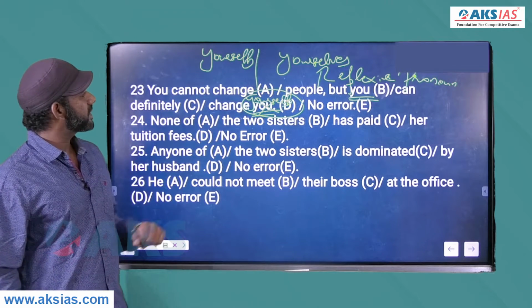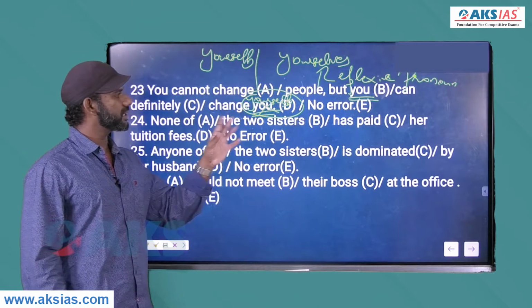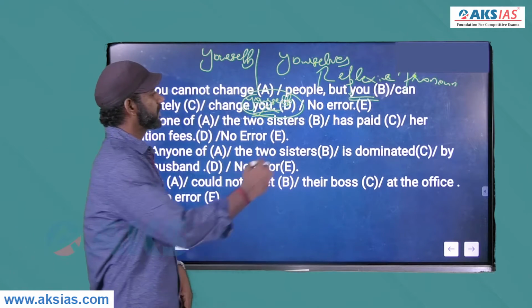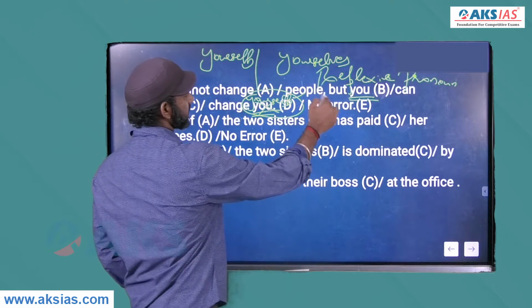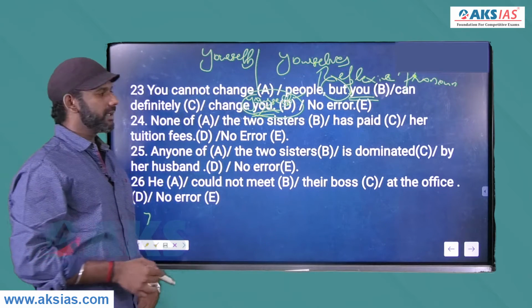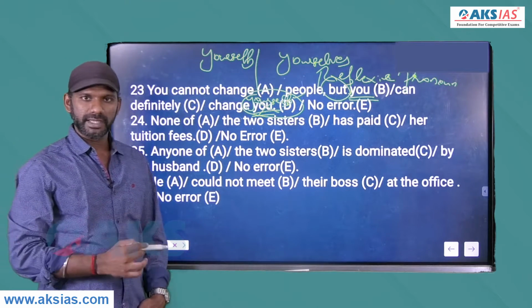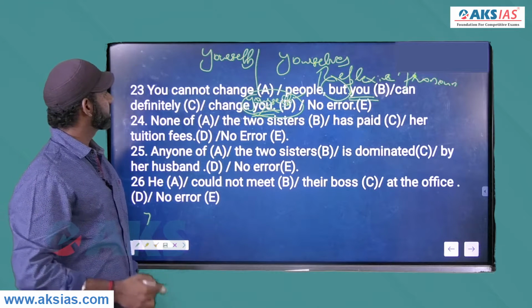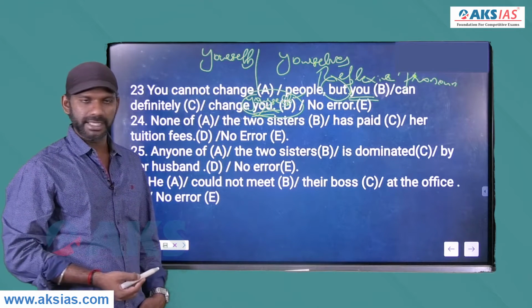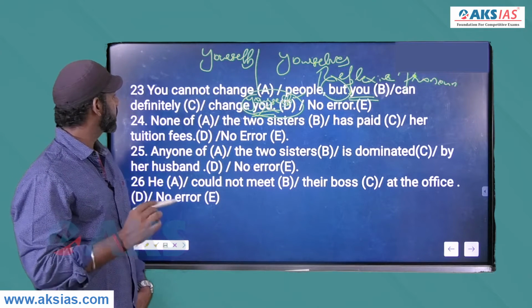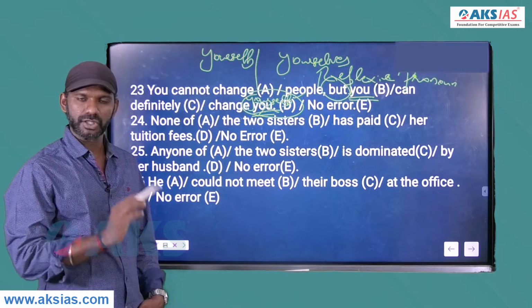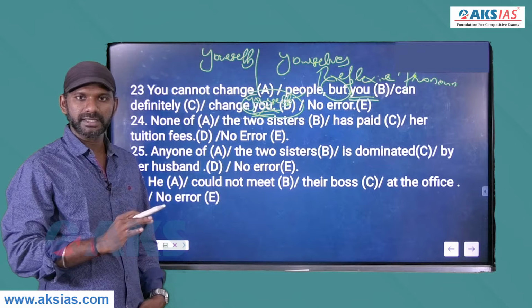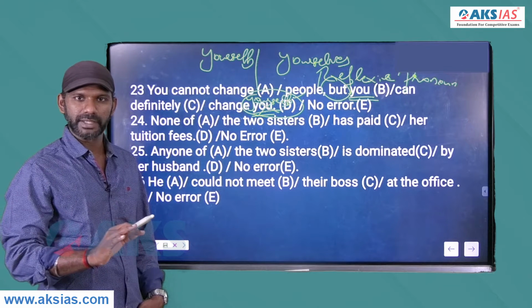So you cannot change people, but you can change yourself or yourselves. Both are fine. The error is in part D. But is a contrast indicator. The same rule: it must connect one positive idea and one negative idea. The idea before but is, you cannot change people, negative. The idea after but is, you can definitely change yourself or yourselves, positive action. The concept of contrast indicators is completely fine, right?